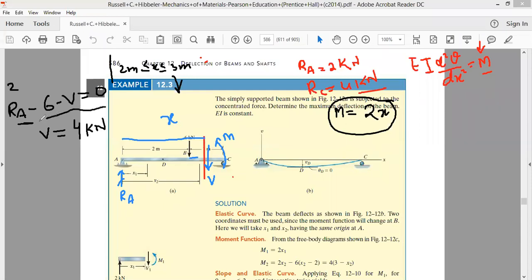This is the value of our V. But this V will be, by the way, minus 4 kilonewton, because 2 minus 6 is minus 4. So V becomes equal to minus 4 kilonewton. This is the value of our shear force.